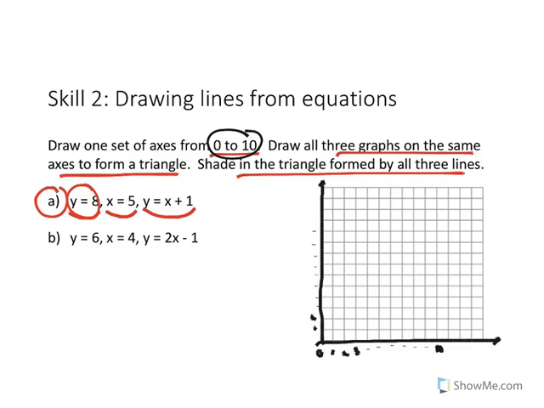So y equals 8. Go to the y-axis, find 8. 1, 2, 3, 4, 5, 6, 7, 8. Then from there, draw your line straight across. This equation is y equals 8. Then x equals 5. Go to your x-axis, find 5. 1, 2, 3, 4, 5. Then from there, draw your line.